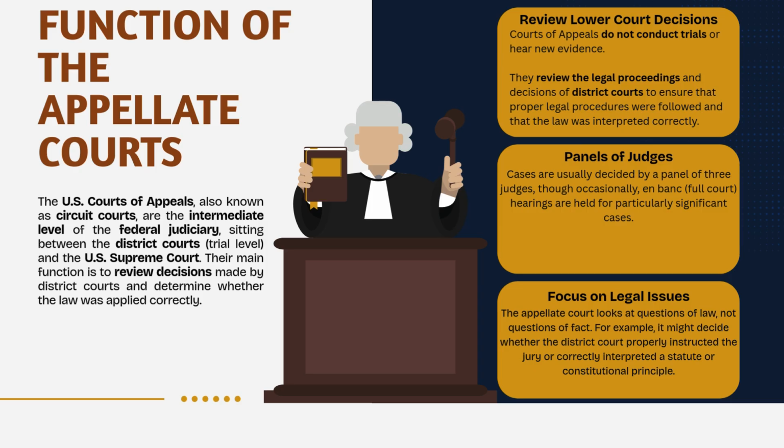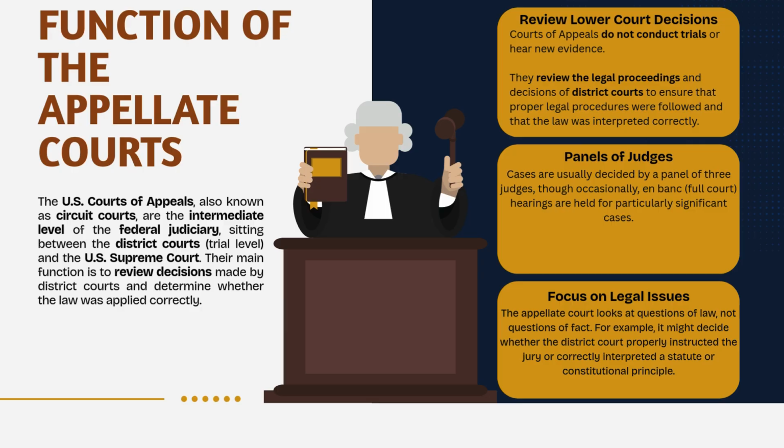The function of the appellate courts. The U.S. Courts of Appeals, also known as circuit courts, are the intermediate level of the federal judiciary, and they sit between the district courts, also known as the trial level, and the Supreme Court. Their main function is to review decisions made by district courts and determine whether the law was applied correctly. So their function is to review lower court decisions.